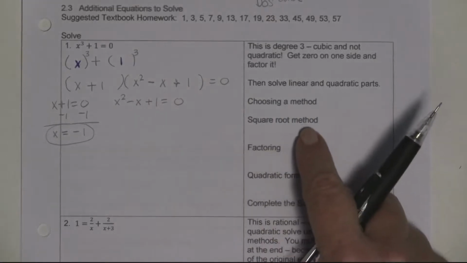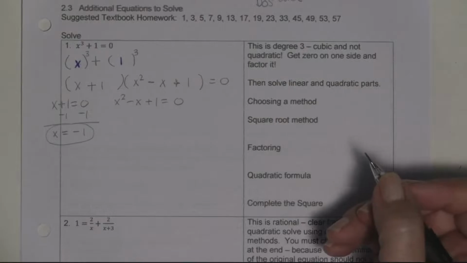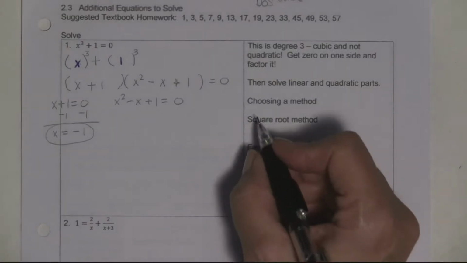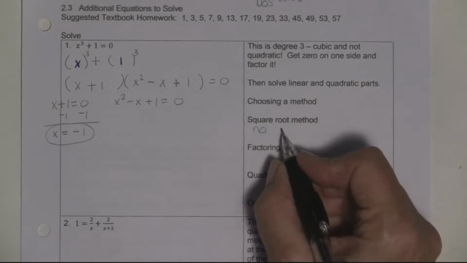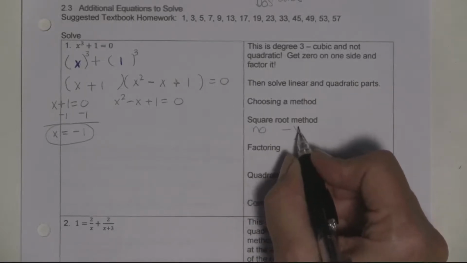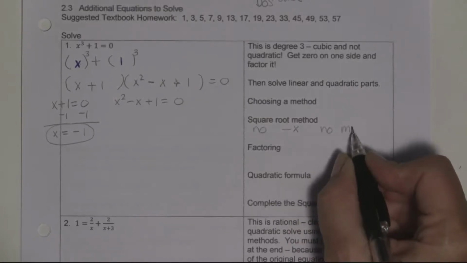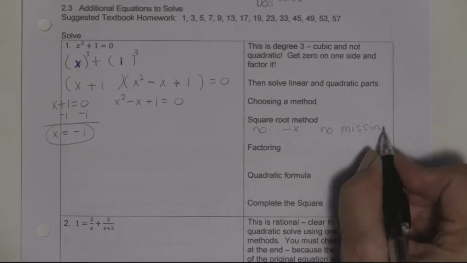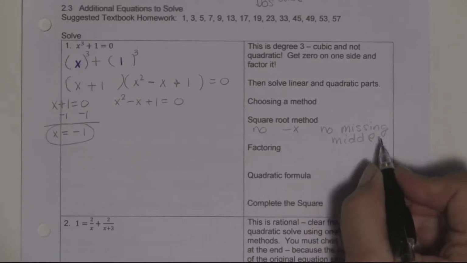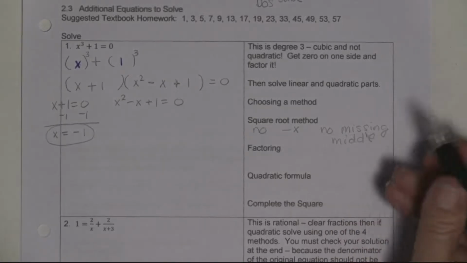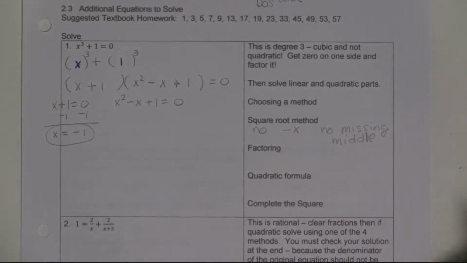So I would say to myself, well, can I use the square root method? And I hope that you're saying no, and I hope that you're thinking why I can't. No, I can't use the square root method because of the negative x. It has no missing middle, right? No missing middle. That's the problem. It needs to have a missing middle in order to use the square root method. It has no missing middle.